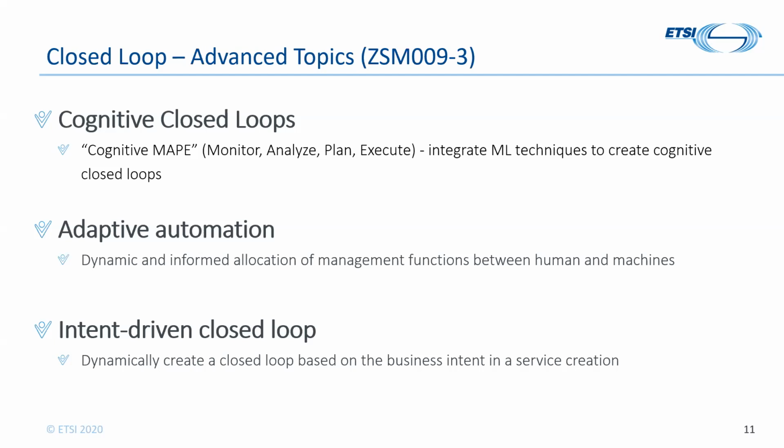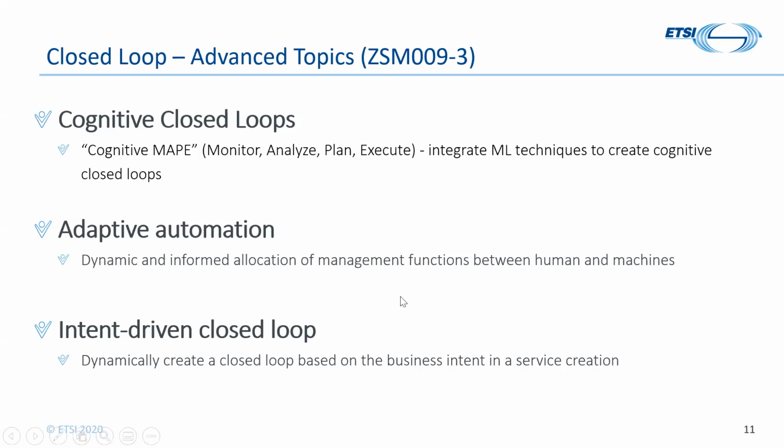Adaptive automation is the dynamic and informed allocation of management functions between human and machines. This allows for the trust of the machines by the human as it reaches maturity in machine learning. It is similar to the concept that we have a trainee engineer needing closer supervision, and as he becomes a senior, more experienced engineer, his decision is more trusted and will no longer require supervision. In this case, the engineer is the machine and the supervisor is the human.